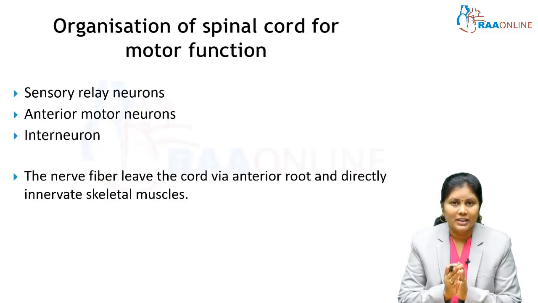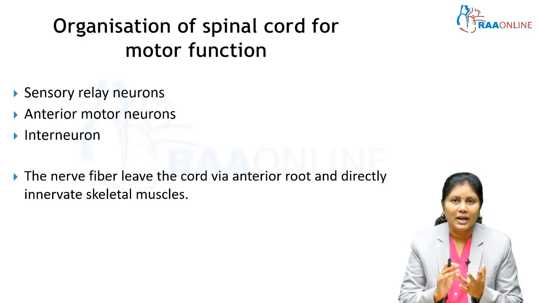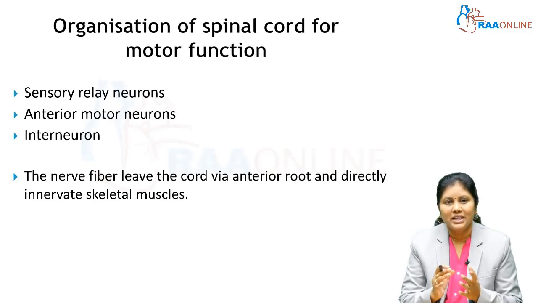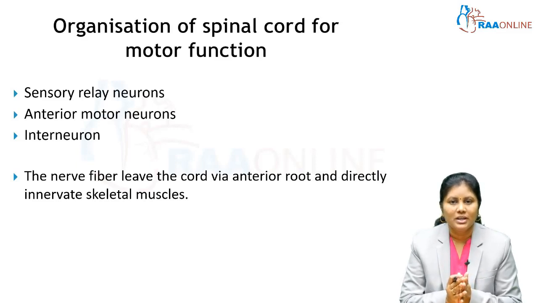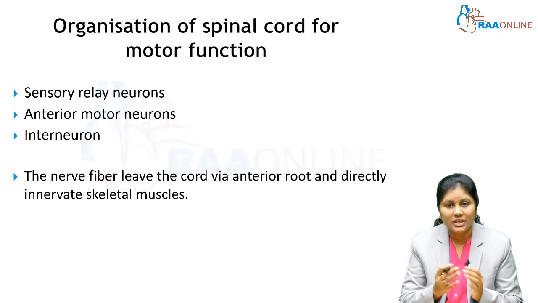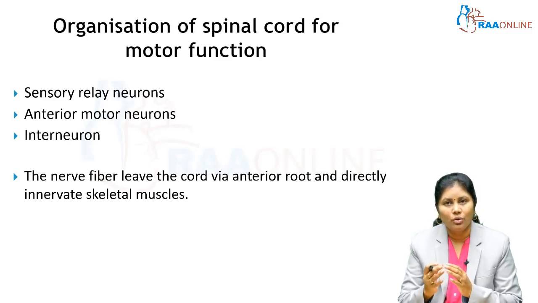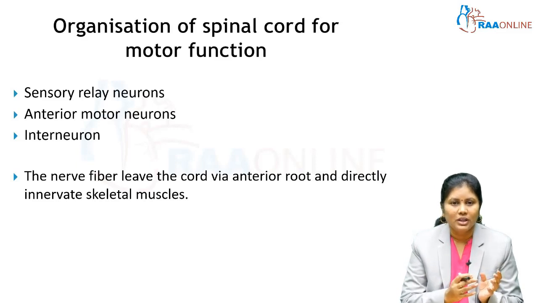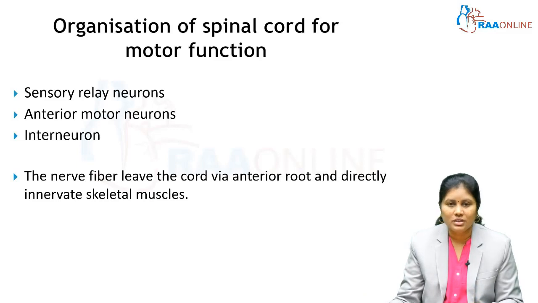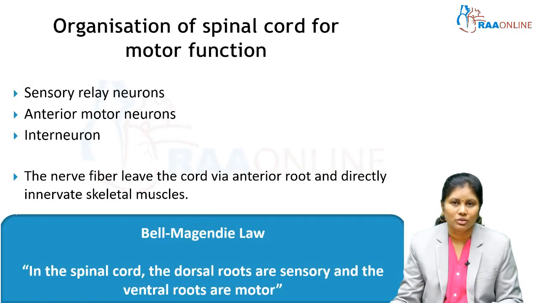So in the anterior horn, there are so many cells, so many neurons. These include sensory relay neurons, anterior motor neurons, and many interneurons. The nerve fibers which are coming out of these motor neurons go out via the anterior root and directly innervate the skeletal muscles, and this is what is called the lower motor neuron.